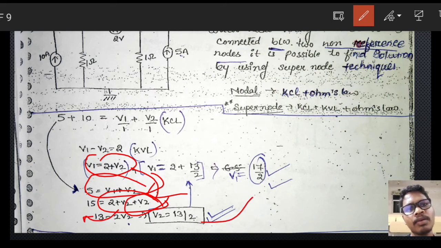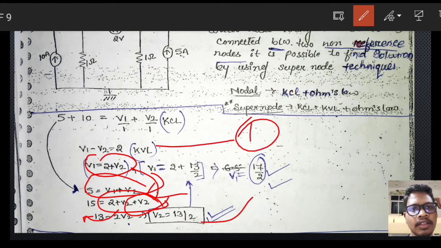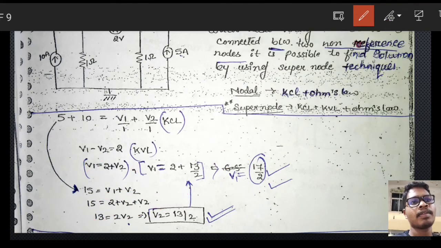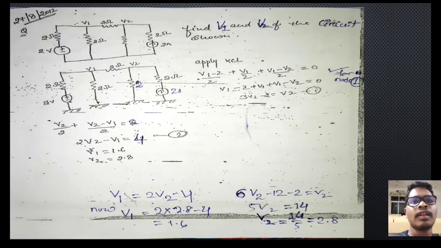Now put the value of V2 in this equation. After putting the value of V2 we will get V1 is equal to 17 divided by 2. This is our solution. Now see another question. It is also asking to find V1 and V2 of the circuit.